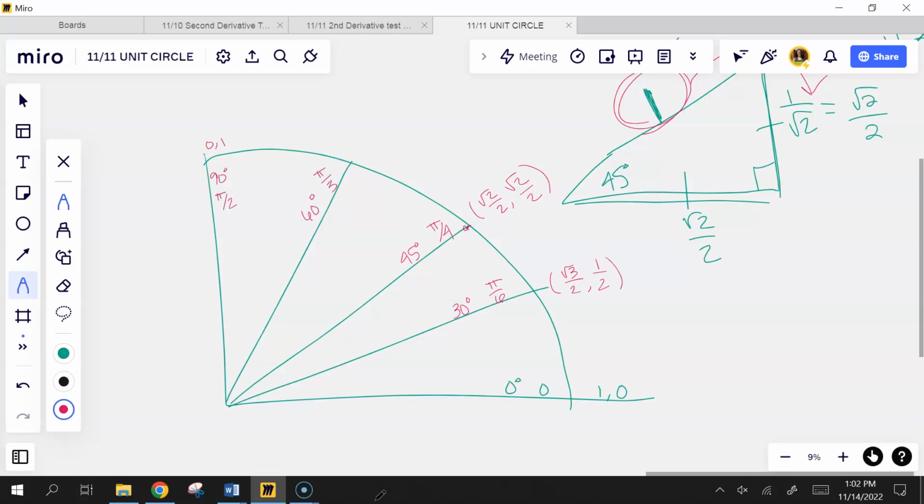This is the same triangle. Somebody said it. I don't remember if it was Mac or James or somebody. This is the same triangle, but it's flipped around. Now the short leg is where the long leg was and vice versa. So my coordinates are going to be exactly the same. They're just going to be flipped. So this is just going to be 1/2, square root of 3 over 2.